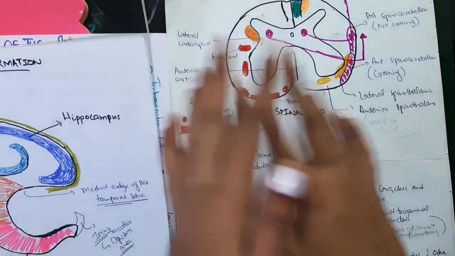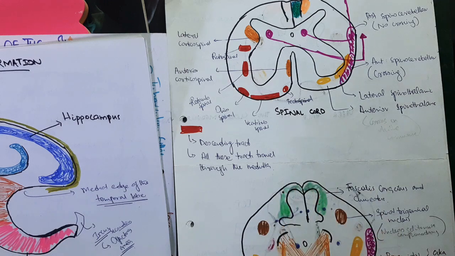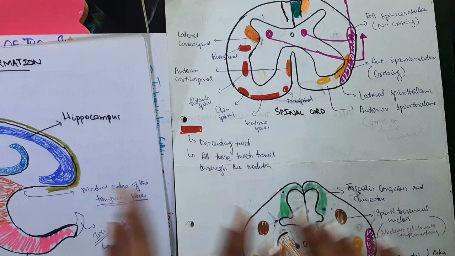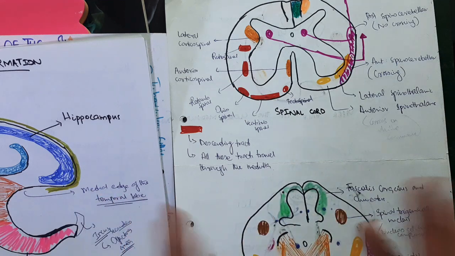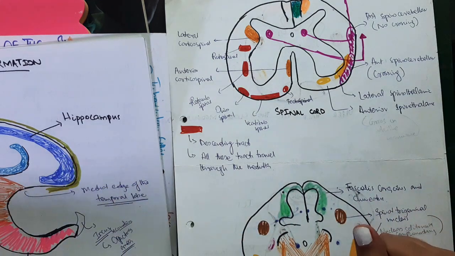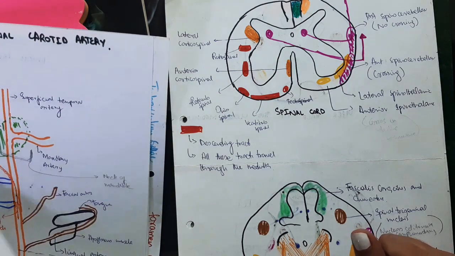The first tip is to make sure your notes not only summarize but put everything at a glance. The second tip is to learn the vascular supply at the very end. This is pretty much what I want to tell you about neuroanatomy.